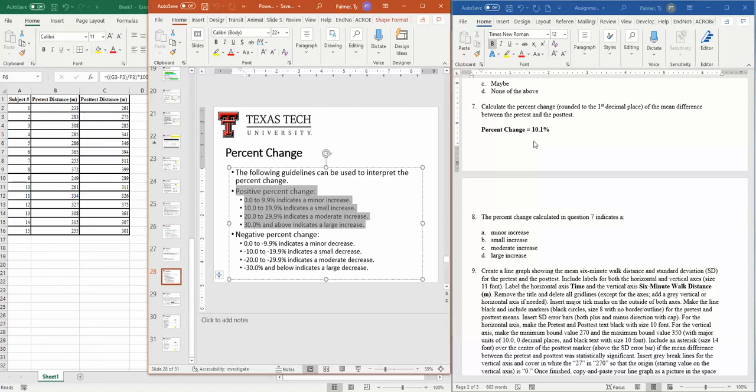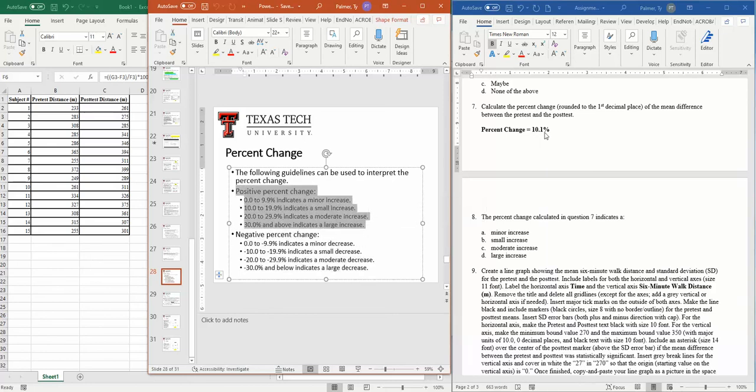Again, if we had a negative percent change, we would obviously look down here. A negative percent change indicates a decrease from the pretest to post-test. If this was a negative value, then we would draw our attention here to the negative percent changes. But because we found a positive percent change, we're going to look right here.